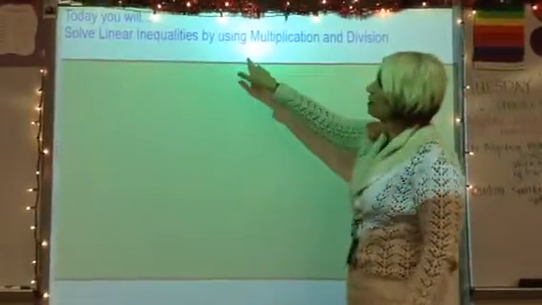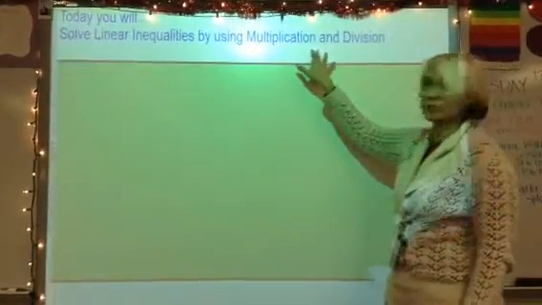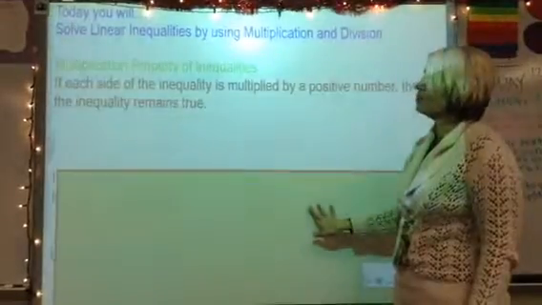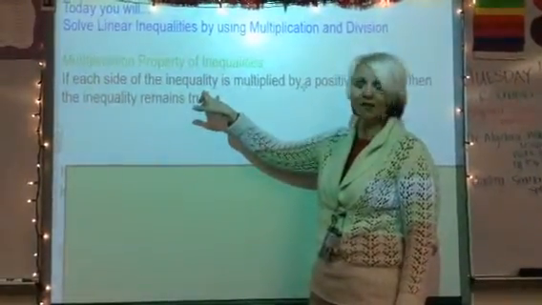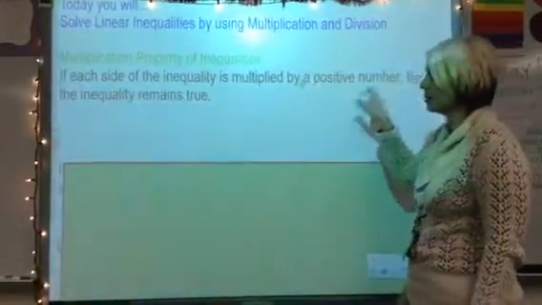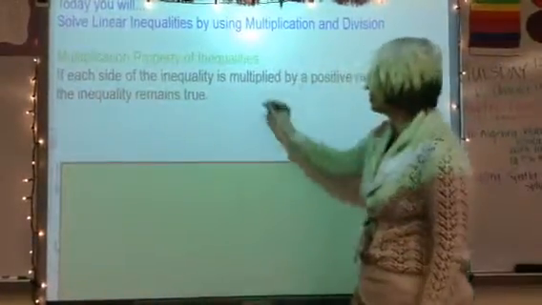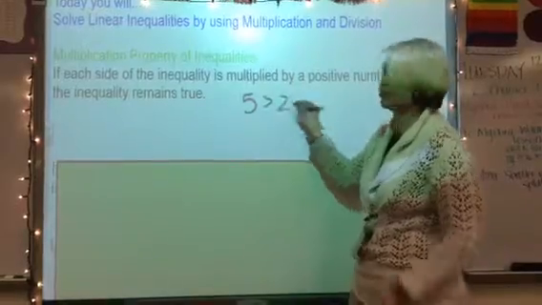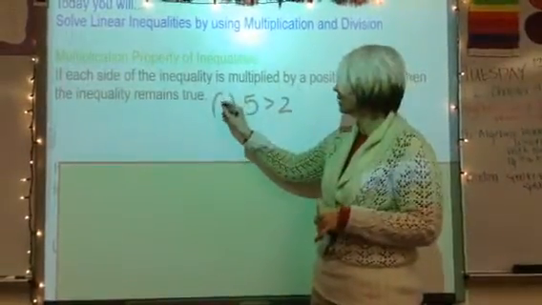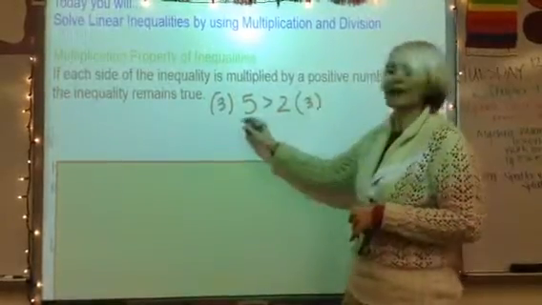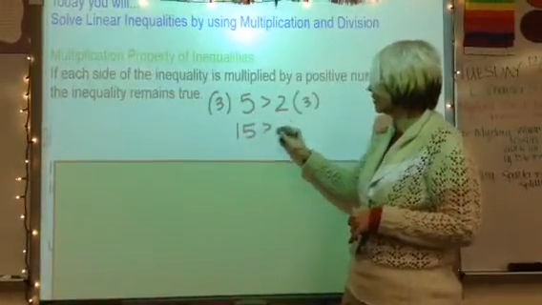In this lesson, you will solve linear inequalities by using multiplication and division. So the multiplication property of inequality states that if each side of the inequality is multiplied by a positive number, then the inequality remains true. So for example, 5 is greater than 2. We all know that. So if I multiply each side by a positive number, let's say I multiply by 3, I get the statement 15 is greater than 6.